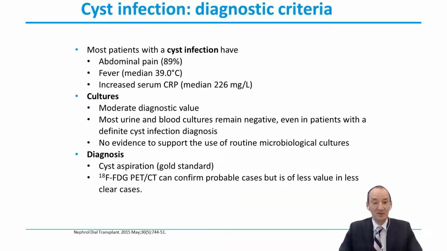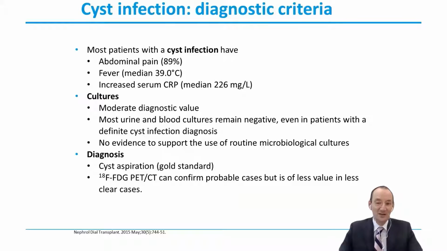Let's move on now to cyst infection. Most patients with cyst infection will have abdominal pain and fever and an elevated acute phase response, such as CRP. We found within our research that cultures are of moderate diagnostic value. Not all the patients with cyst infections have positive blood cultures.